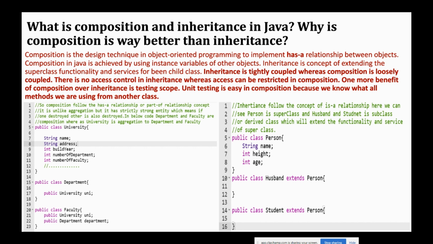is-a relationship concept. Here we can see person as the superclass, and husband and student as subclasses or derived classes. The subclass is also called a derived class, which will extend the functionality and service of the superclass. So person is a superclass for husband and student. What is extending? The husband can be a person, the student can be a person. This is the very basic example of how inheritance works. Husband is a person, and student is a person. So it has an is-a relationship.